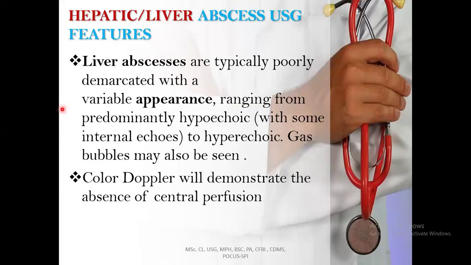But an abscess is not just a cyst. An abscess contains what? Pus. It's not just a cyst. So they are poorly demarcated. Variable appearance, it can contain fluid, can contain solid, like with a thick wall, ranging from predominantly hypoechoic with some internal echoes, meaning the fluid inside is not clear fluid. An abscess is not clear fluid. That's why I described it to you earlier.